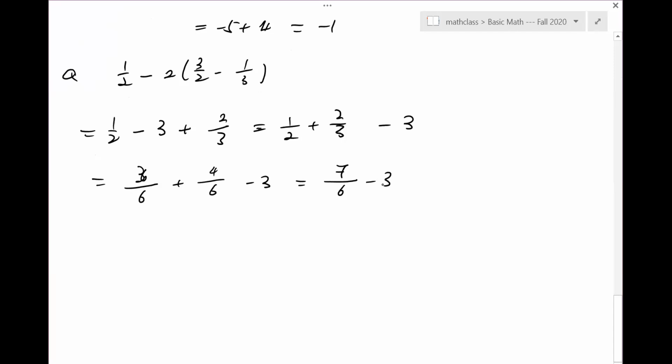Now the point is, how do you combine those two? 3 is an integer, okay? But you can change it to a fraction. 7 over 6, and 3 will be like 3 times 6 over 6. Then you get a common denominator, and then you can combine them. So it's going to be 7 minus 18 over 6. It's going to be negative 11 over 6. Okay, negative 11 over 6.